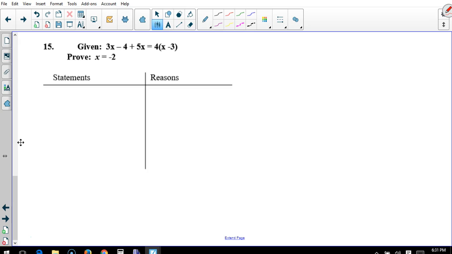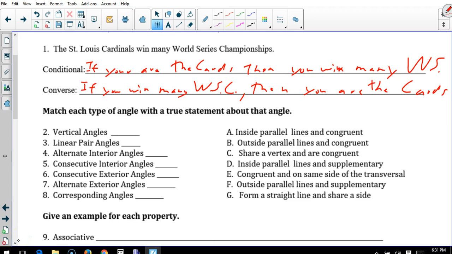Okay. Do it again. Okay, so matching vertical angles. Vertical angles, C, share a vertex and are congruent. Linear pair angles, that would be G. They form a straight line, 180 degrees, and share a side. They're also supplementary. Alternate interior angles, A, inside parallel lines and congruent.